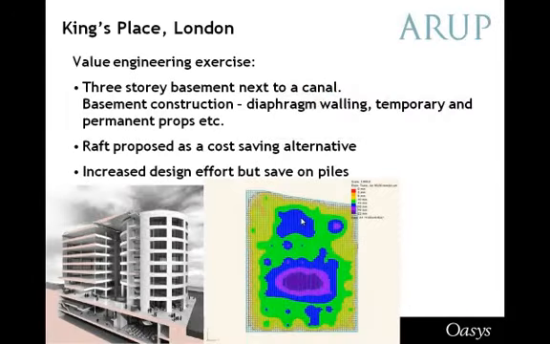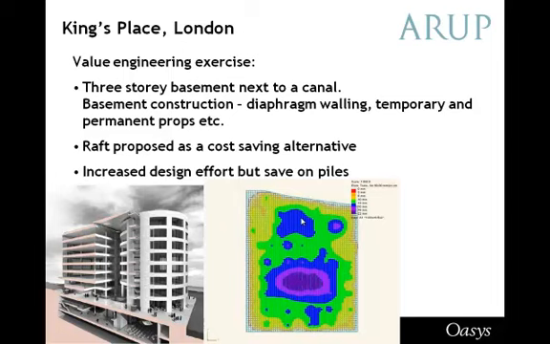So now I'm just going to go into another case study, which is King's Place. This is a case study of something that was done in London. King's Place is a 3-story basement next to a canal, and it's got the basement construction with diaphragm walling, and the construction sequence includes, for example, temporary and permanent props. A raft was proposed as a cost-saving alternative.